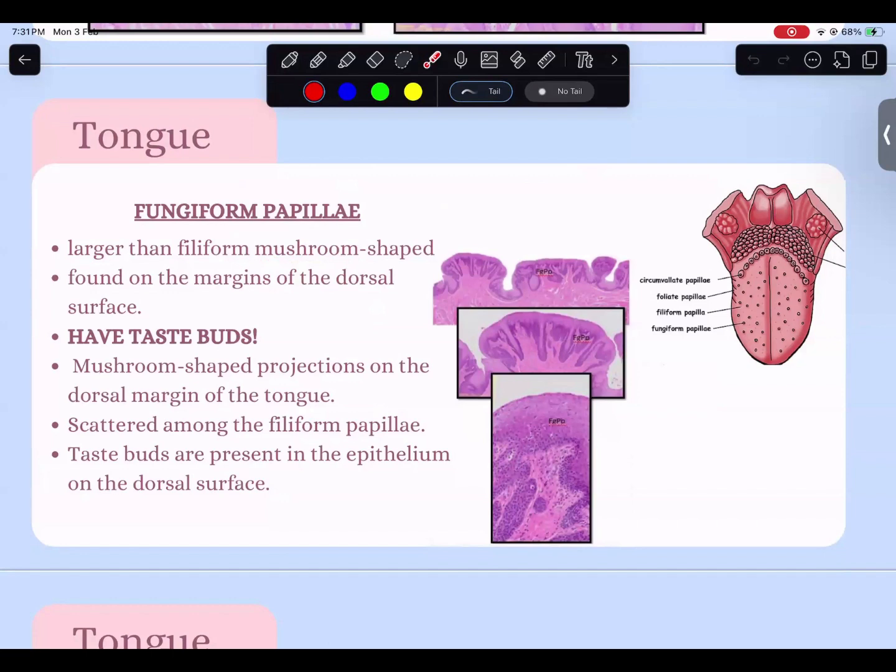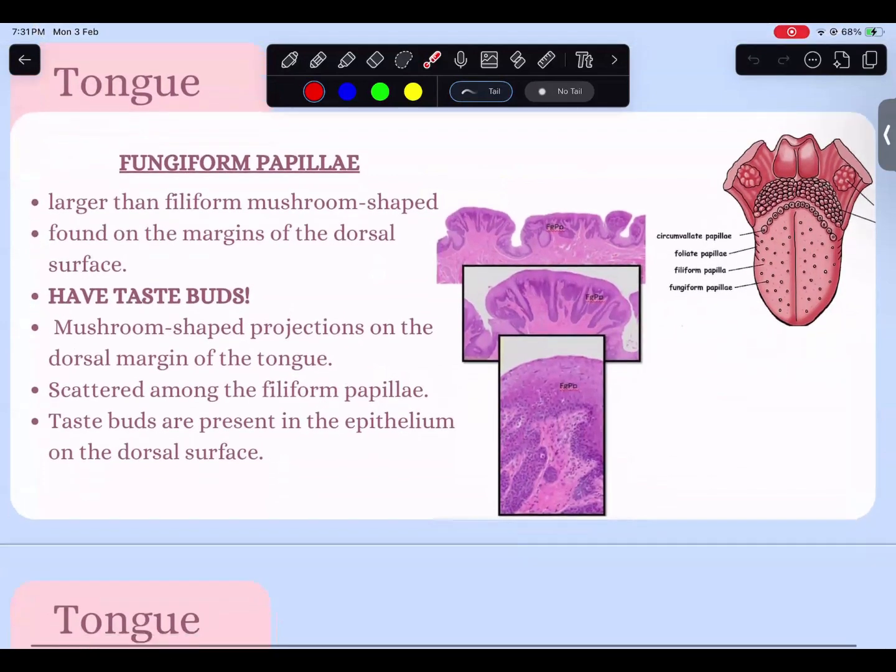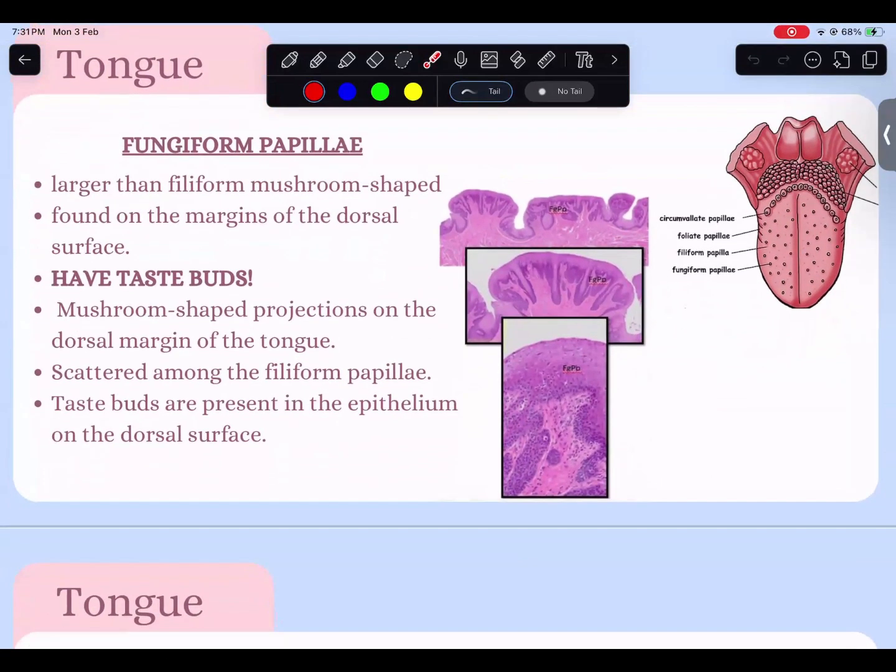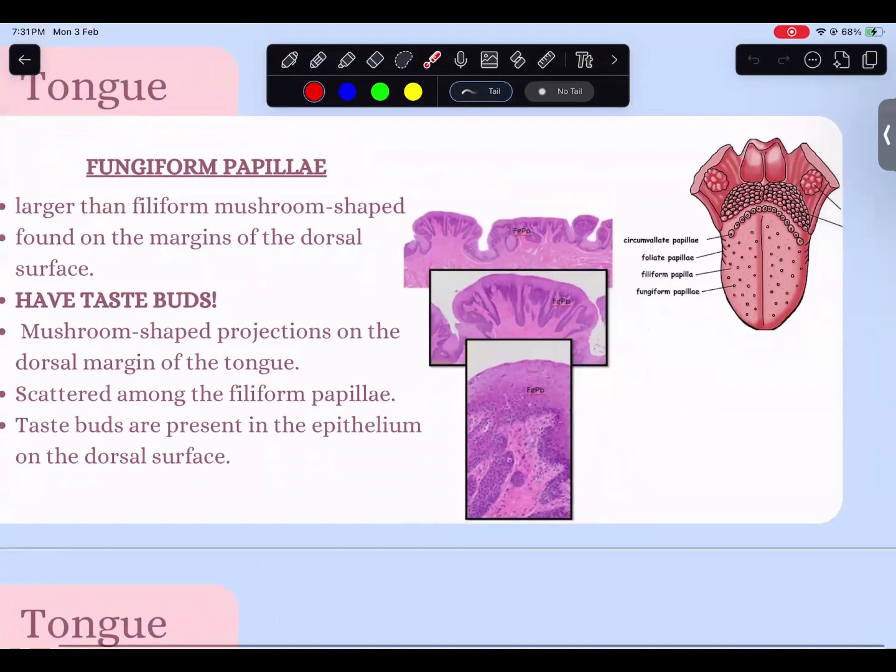So the easiest way you can remember them is fungiform, so fungi, and fungi is a mushroom. So they look like a fungi. So that's pretty much it. They're mushroom shaped, right? Okay. So the most important point here is they have taste buds. And they're also scattered along the filiform papillae.